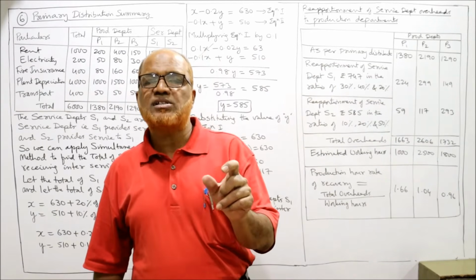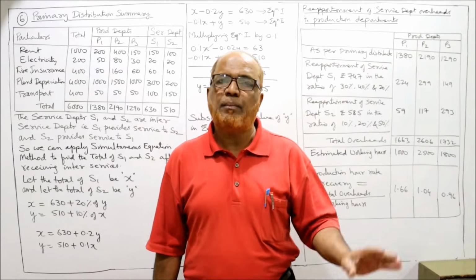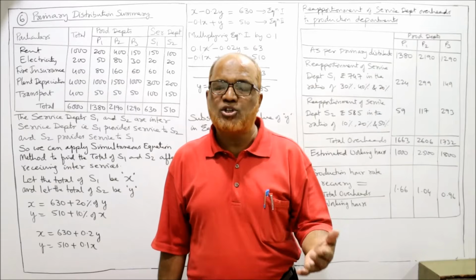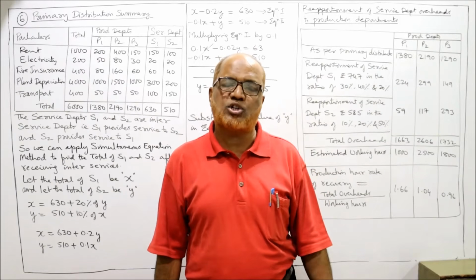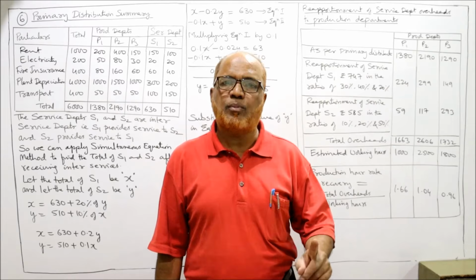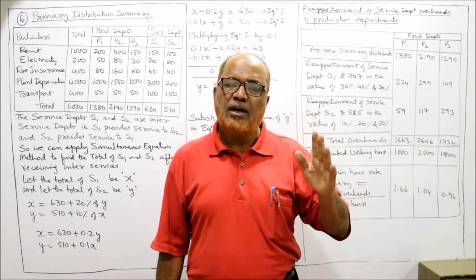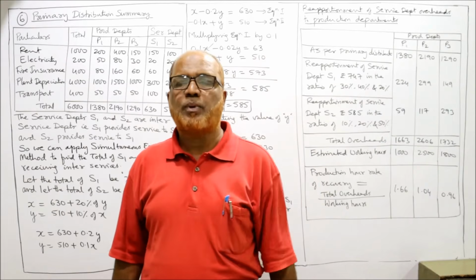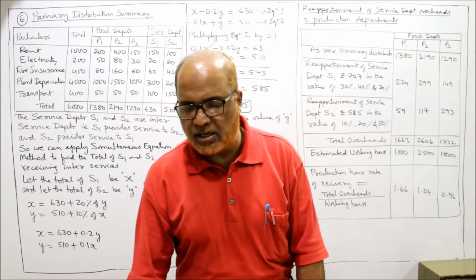So whenever inter-service departments are there, we have different methods of reapportionment. तो उसके लिए repeated distribution method and simultaneous equation method. In short problems, one problem I have shown you for both repeated distribution as well as simultaneous equation. Now in this problem we will apply simultaneous equation method.